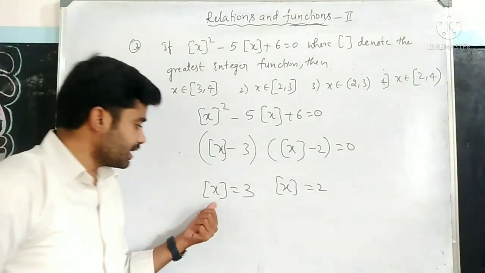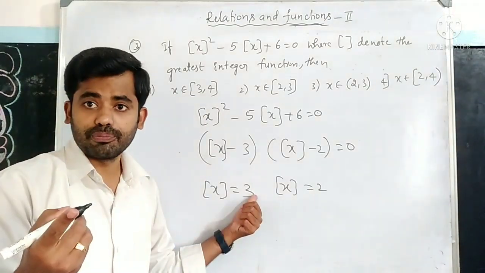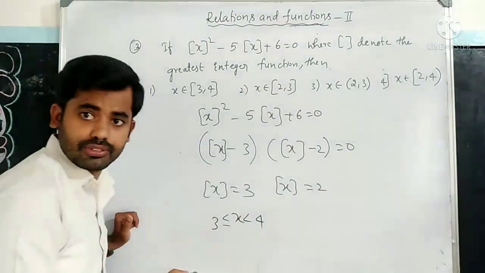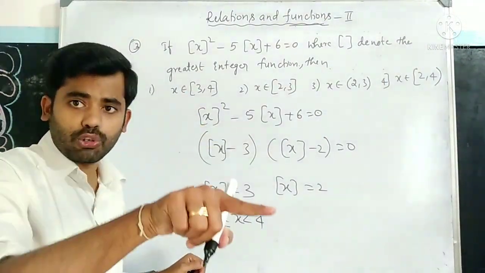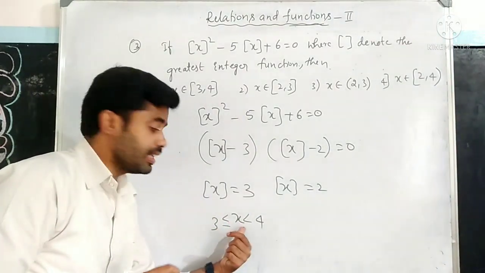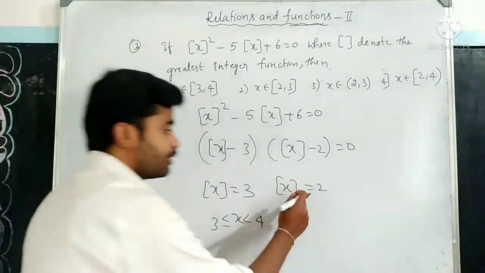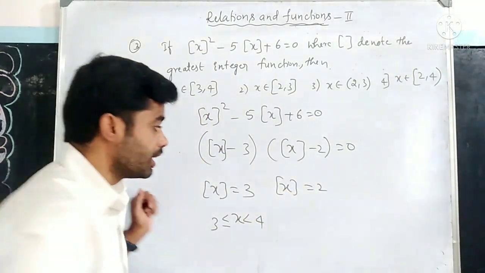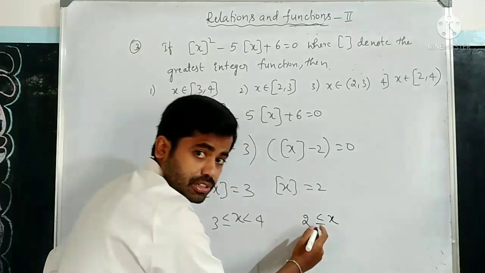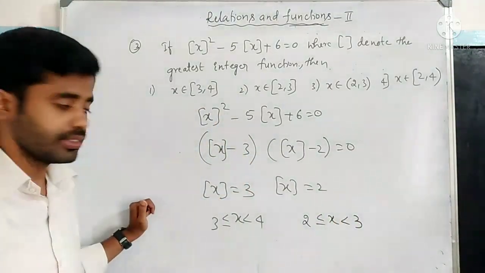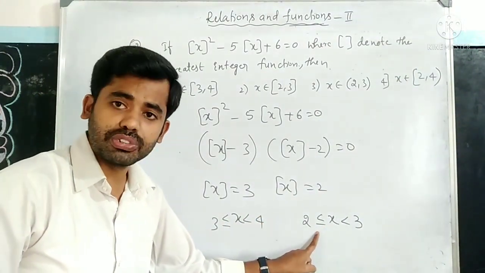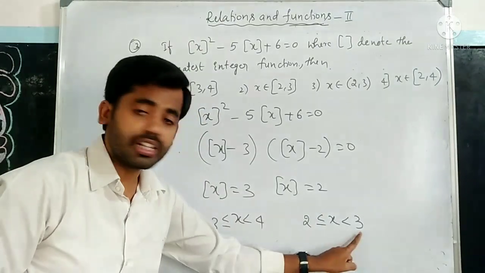Now the greatest integer function is equal to 3 for which values? The x must be greater than or equal to 3 and less than 4 only. If it is equal to 4, it will go to 4. If it is 2, what is the value? x must be greater than or equal to 2 and less than 3. If you want the greatest integer function output to be 2, it must lie between 2 and 3, equal to 2 but not equal to 3.